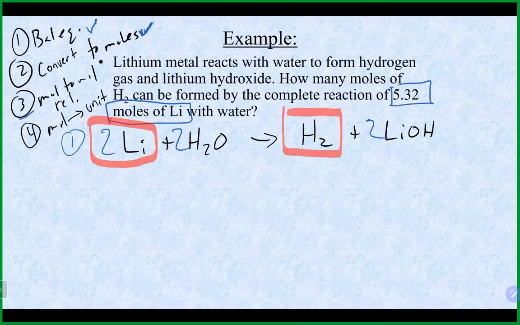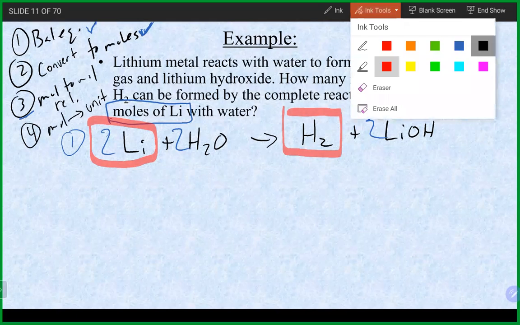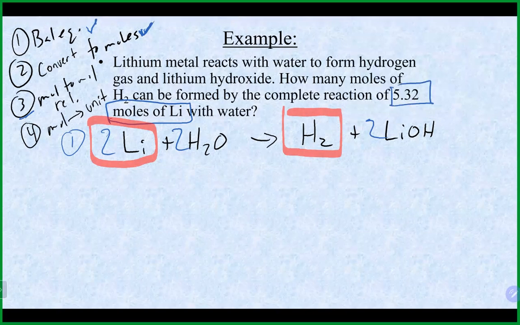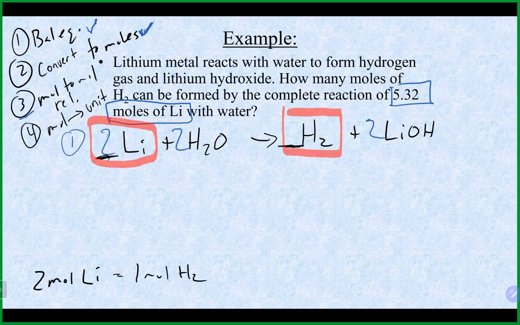And from the equation is where we're going to get that relationship. Again, it's nothing more than the coefficients. We can see from the equation that we have 2 moles of lithium, which is our coefficient, gives us 1 mole of H2, which is the coefficient here because there's nothing written. That would give us 2 conversion factors we could use: 2 moles of lithium over 1 mole of H2, or 1 mole of H2 over 2 moles of lithium.